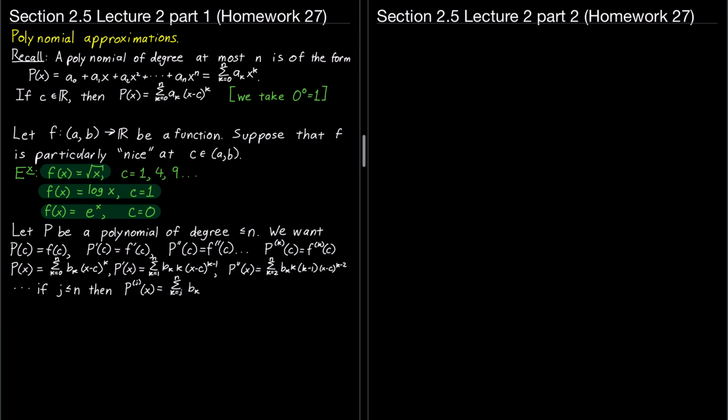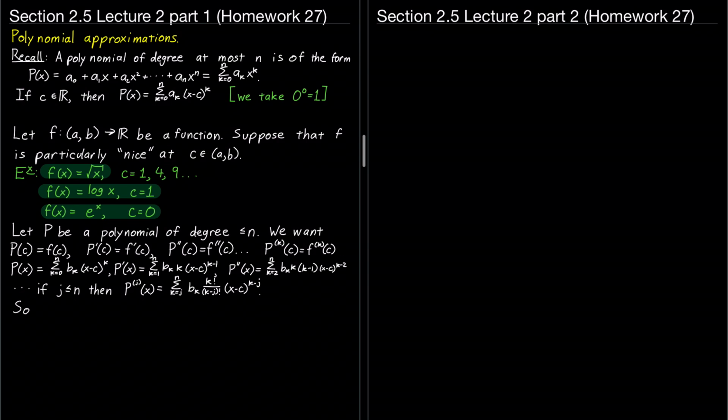b_k, and then we've got k factorial over j factorial. That's k times k minus 1 times k minus 2, and then we stop at one more than k minus j. That's why we're dividing by j factorial. Then (x minus c) to the k minus j.